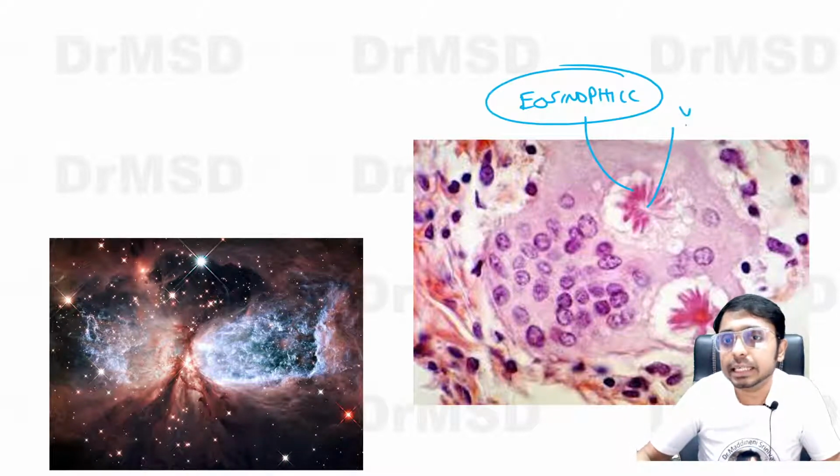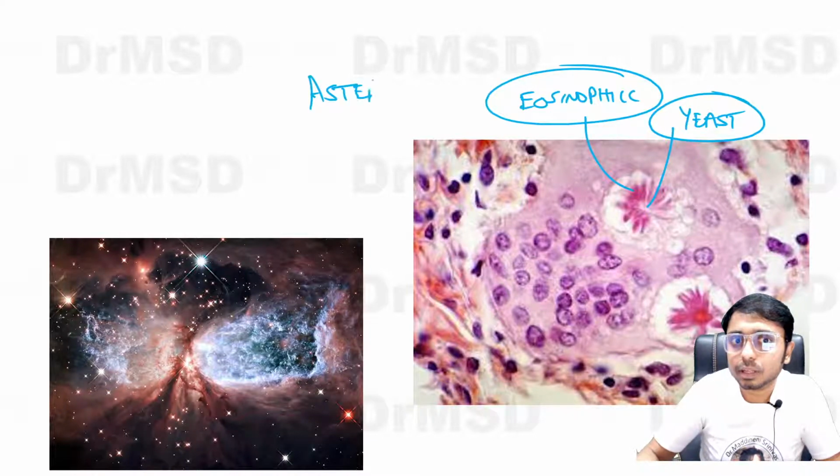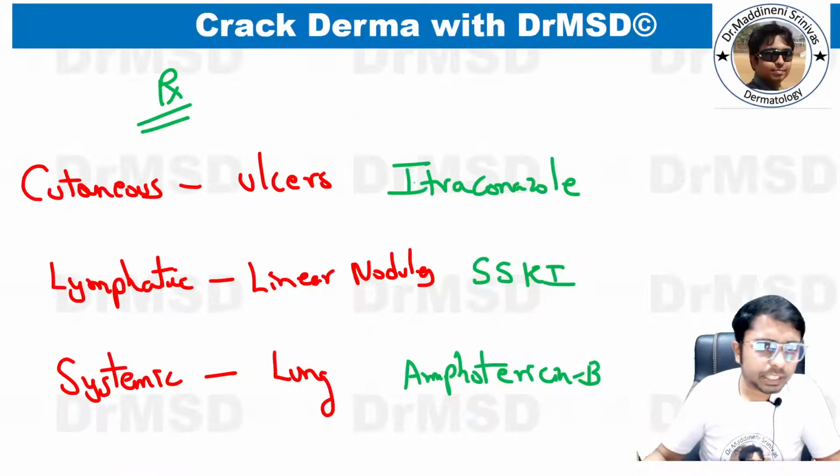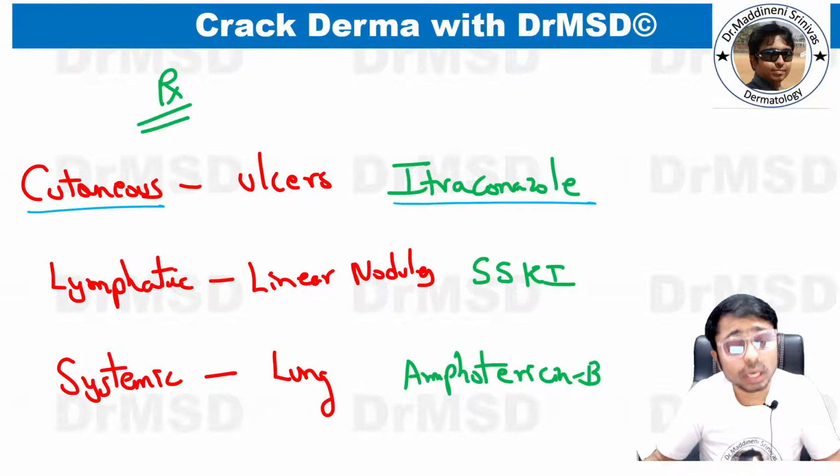Eosinophilic material, and this is the yeast. This is called as asteroid body. And in the treatment, this is a fungal infection. So if the cutaneous lesions are there, we can use itraconazole, which is the oral antifungal.